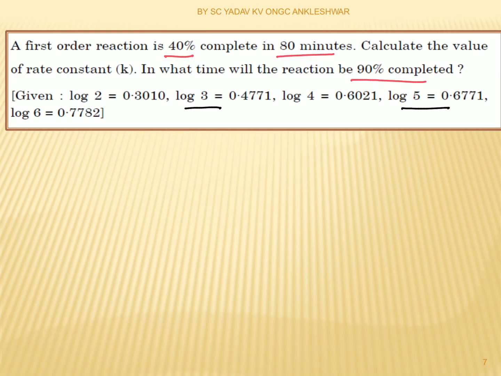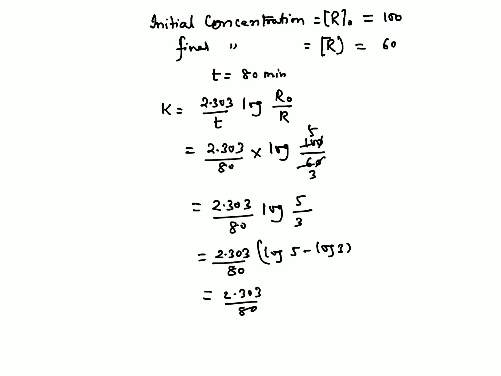2.303 by 80. The value of log 5 is given as 0.6771, and log 3 is 0.4771. So just put 0.6771 minus 0.4771. Okay, so after putting this value and solving all this part, you will get the value of rate constant, that will be 0.0064 per minute. So the first part is solved out. You have got the rate constant.